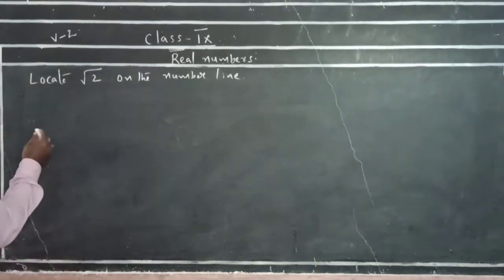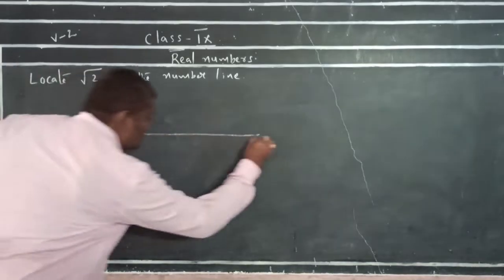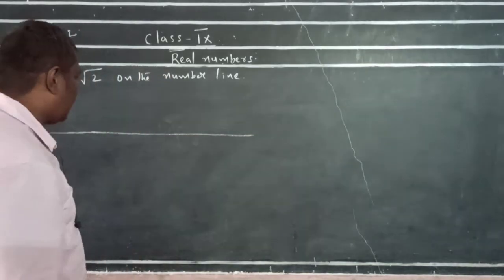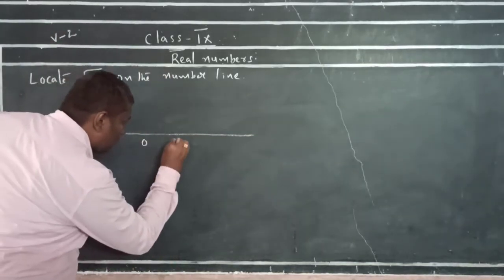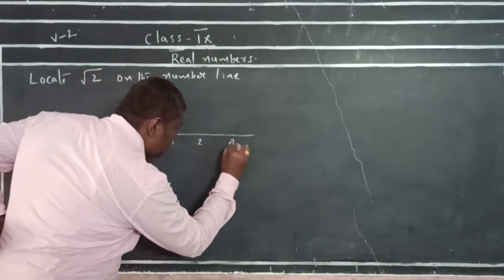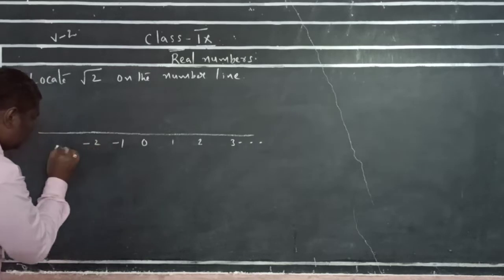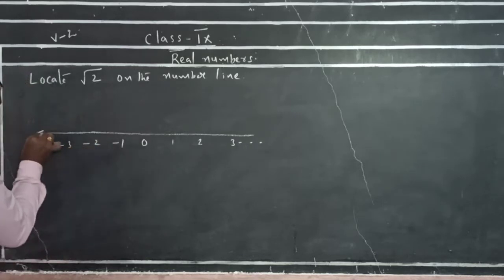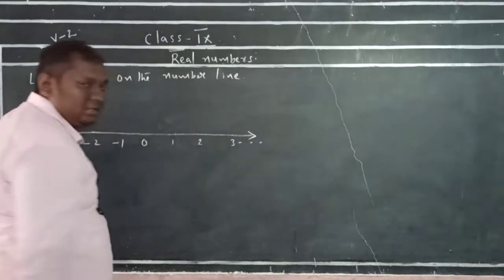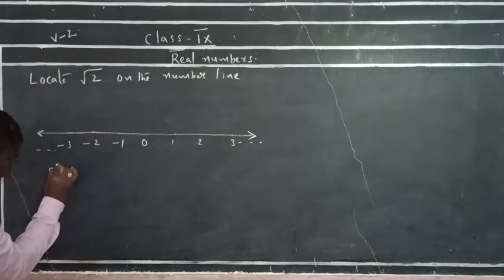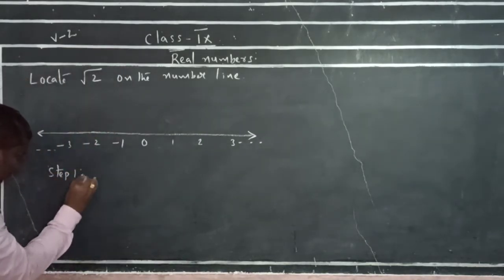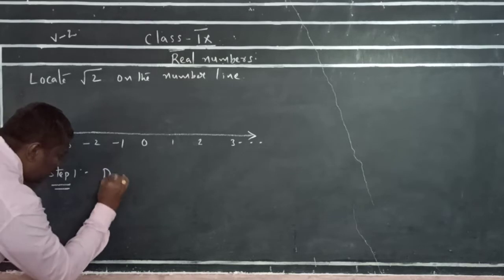Okay. Next. Here, locate root 2 on the number line. See once, number line 0, 1, 2, 3, and so on. Here -1, -2, -3. Okay, step 1: draw an integer number line.